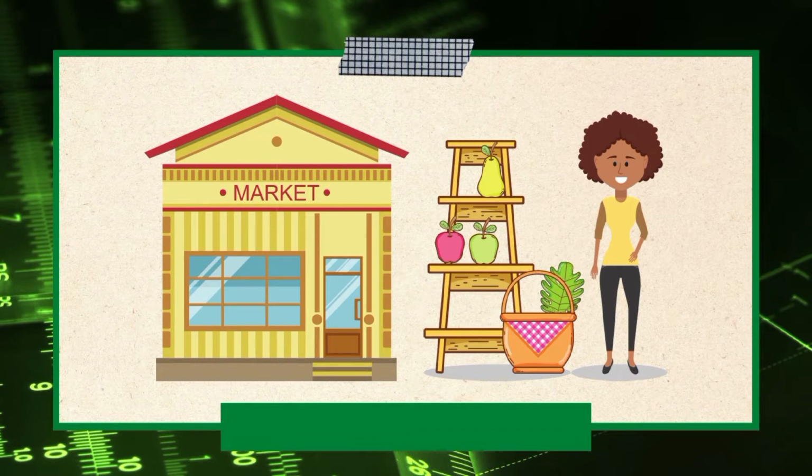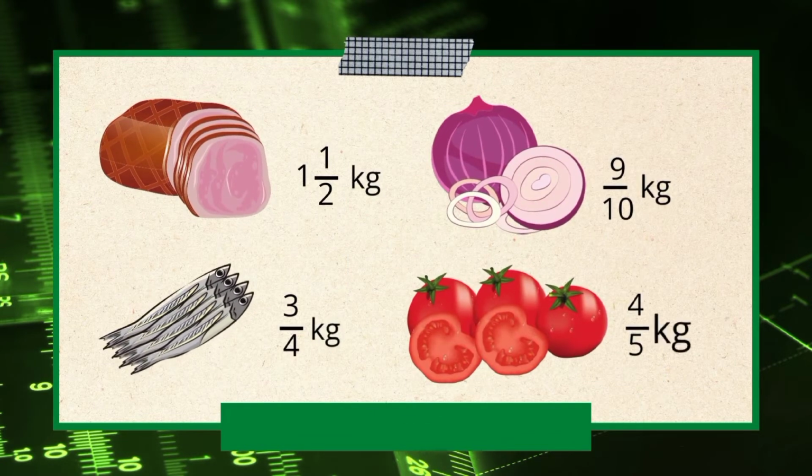Let's have this problem. Joanne bought 4 items in the market. Which item did she buy the most or the least? Is it beef, which is 1 1/2 kilogram, onions, which is 9/10 kilogram, fish, which is 3/4 kilograms, or tomatoes, which is 4/5 kilogram? To answer this question, go along with me and let's learn together the concept of expressing fraction form to decimal form and vice versa.